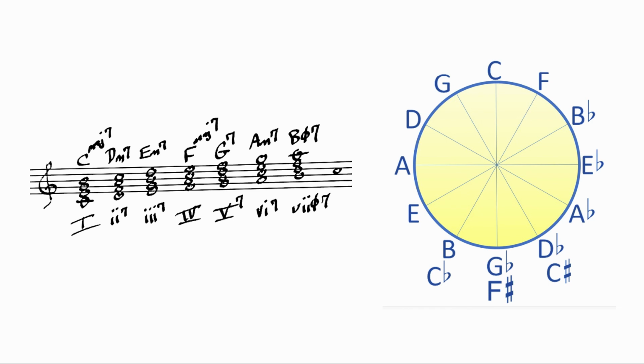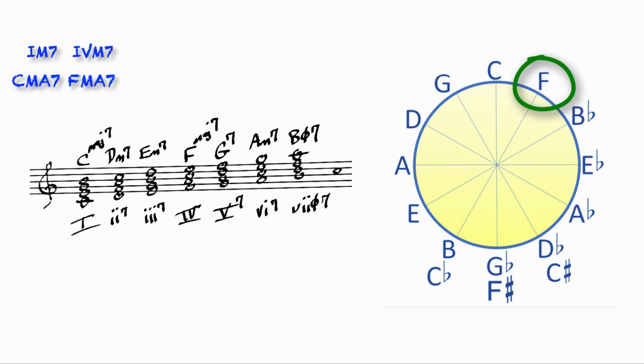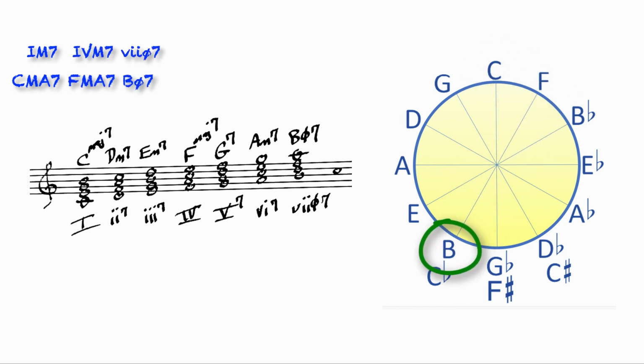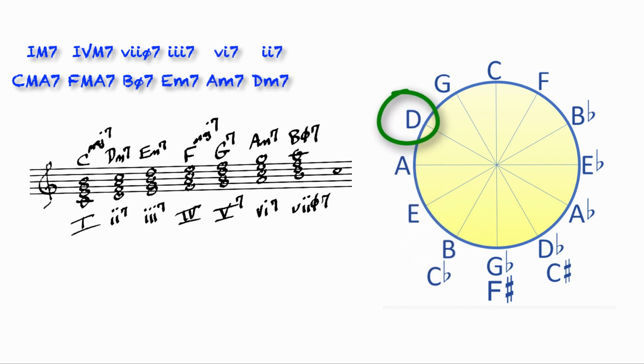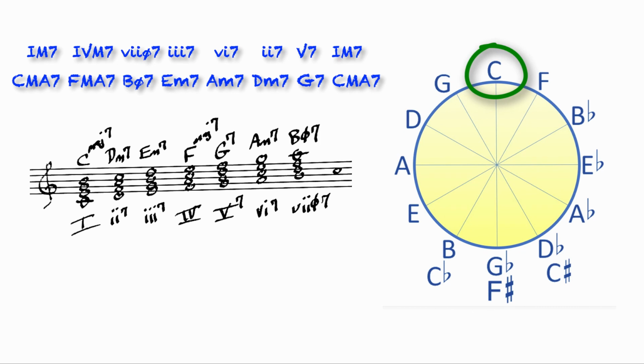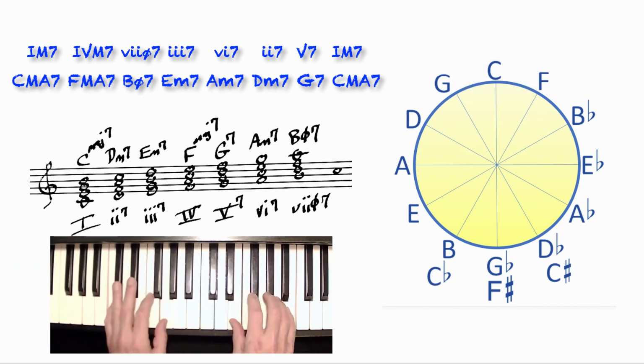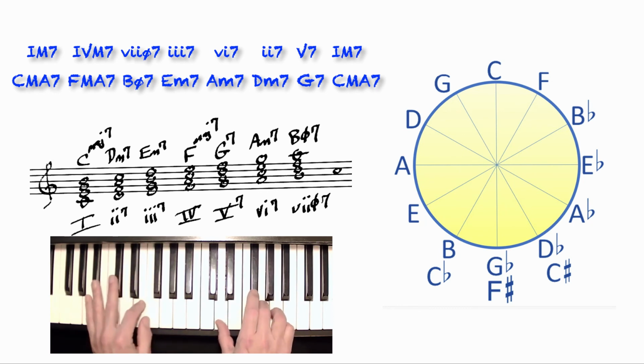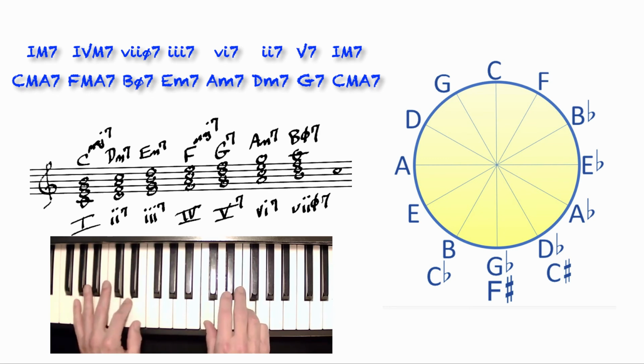Now, start with a 1 chord, and then move to the 4 chord. Then jump back to the 7 chord. From here, trace your way back to 1. 3, 6, 2, 5, 1. This progression uses all the chords. C major 7, F major 7, B half diminished 7, E minor 7, A minor 7, D minor 7, G7, and finally C major 7.